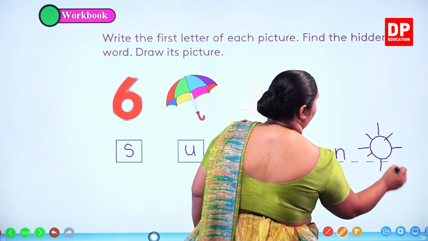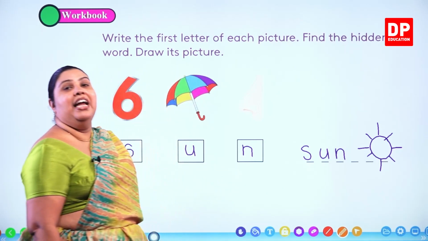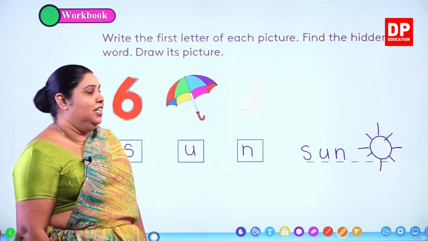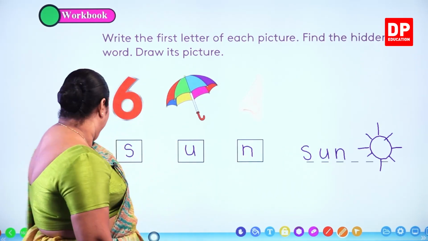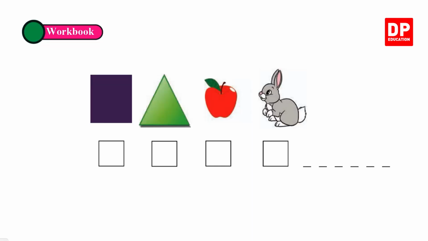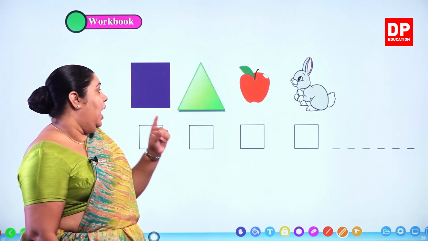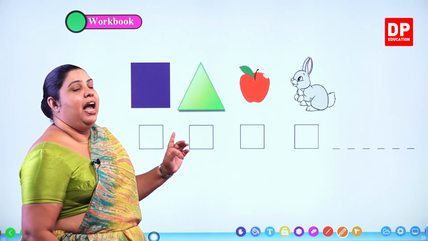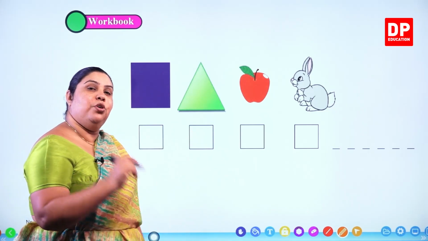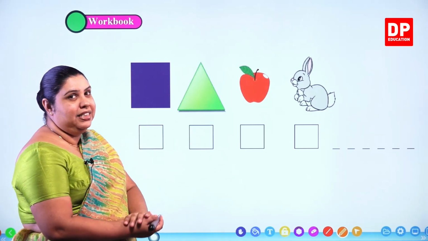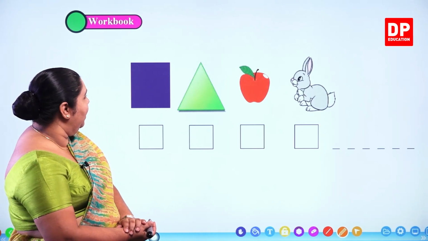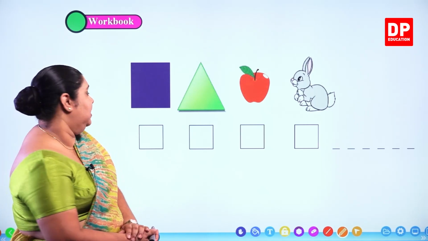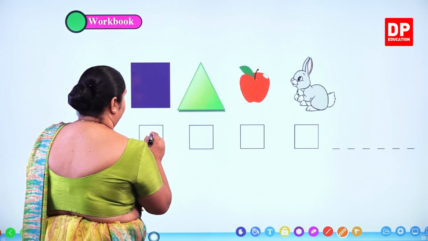I know you can draw the pictures very well and you can maybe color the pictures. So sun is the word and you have to draw the picture. Let's go to our next one. Now here we have 4 pictures. We are going to write the first letter and we are going to find the word and we'll draw the picture. What is this shape? I hope you can remember. What is that shape? It's a square. What's the first letter? S.